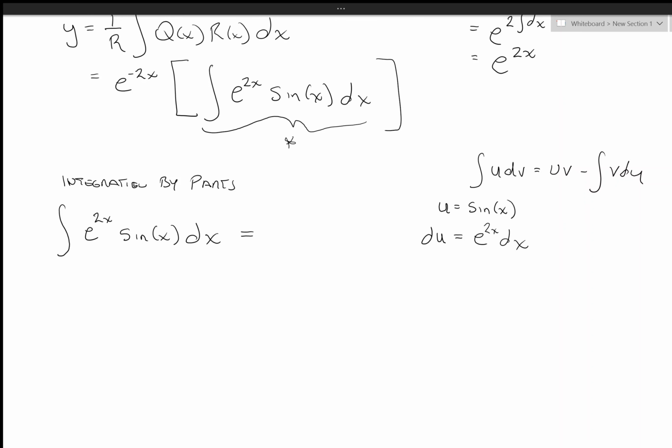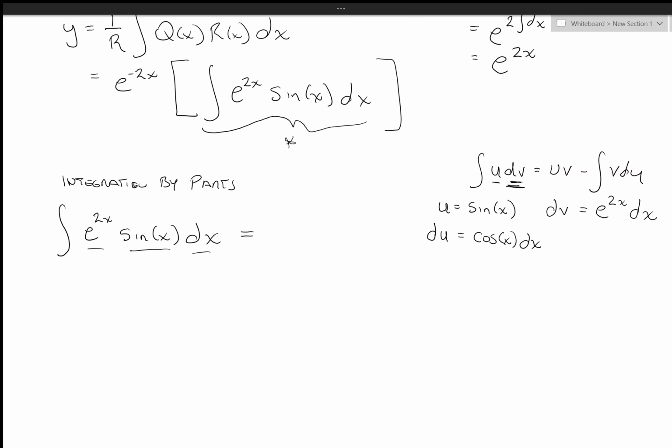Oh, whoops. Sorry, that's dv. u has to come from our integral, and dv has to also come from our integral. I put it in the wrong column here. So dv is e to the 2x dx. So du, what's the derivative of sine? du dx would be cos x. If I multiply both sides by dx, then I have cos x dx.